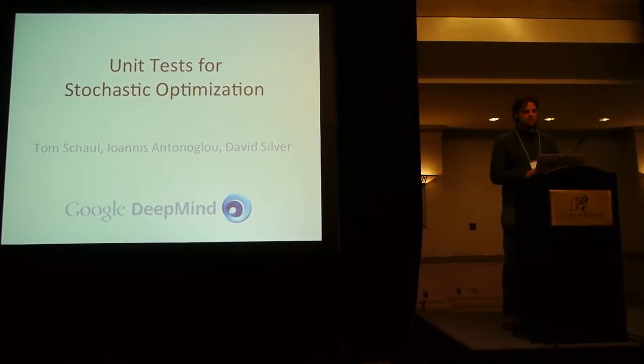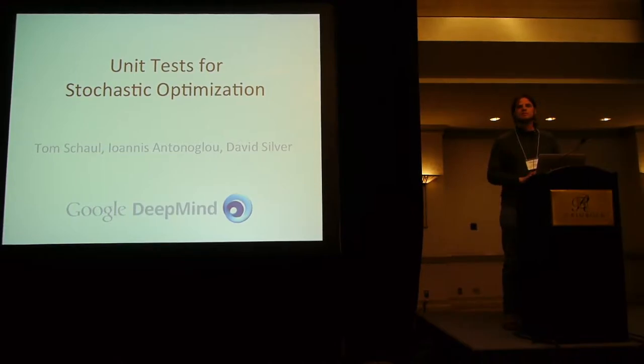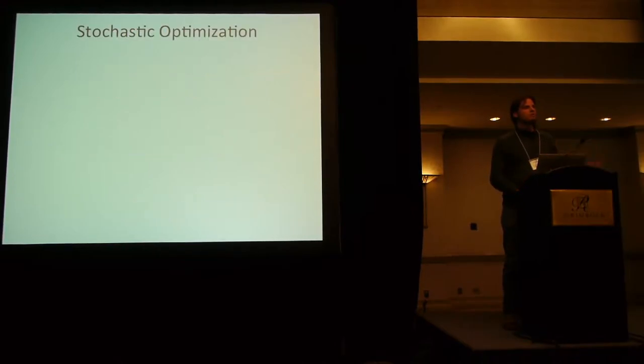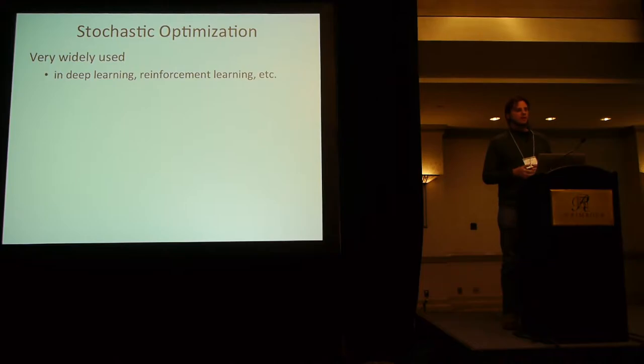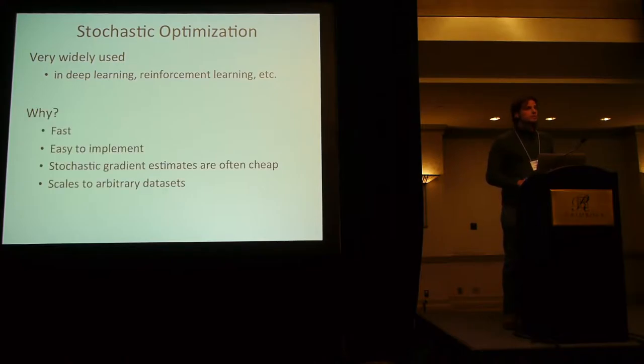So I'll talk about unit tests for stochastic optimization. Stochastic optimization we've talked about quite a bit, so you're all very familiar with this. Any method that tries to optimize using stochastic estimates of gradients is used very widely in our community, but also in other communities. And for good reasons: it's fast, it's easy to implement. There's lots of variants out there. We can use it because these stochastic estimates are cheap to get. And because once we do that, we can scale to arbitrarily large data sets, or even infinitely large data sets, where it's just a stream of constantly changing things.